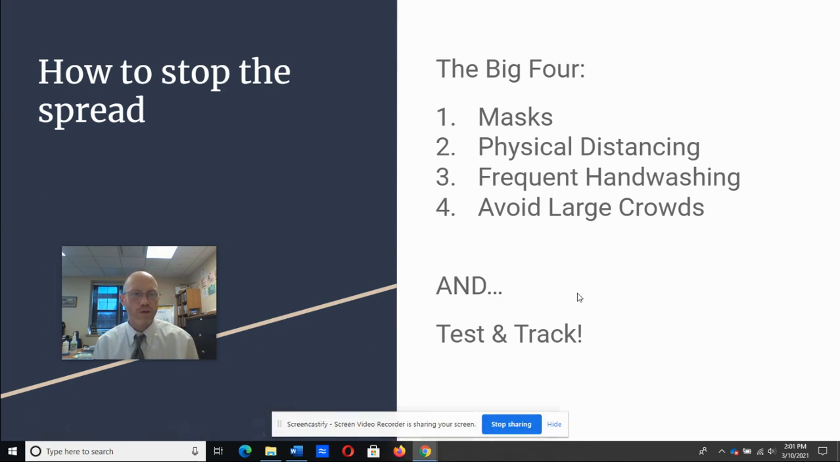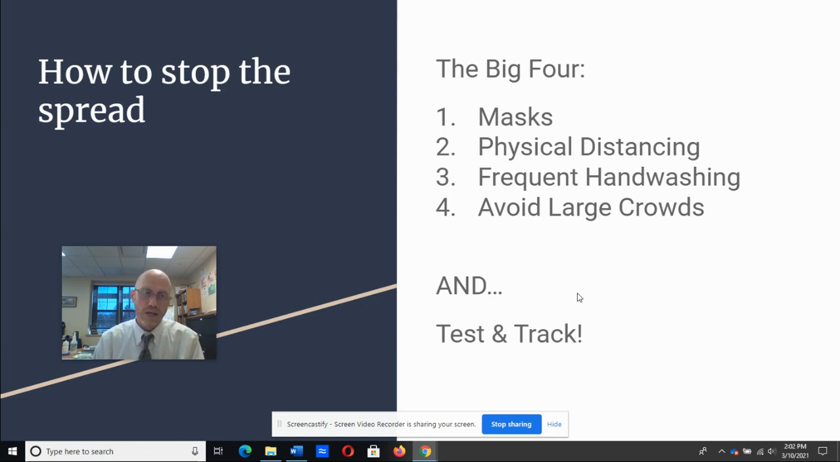So this is all about stopping the spread of the coronavirus, and we know the big four things that we've been asked to do, we've been working at diligently. Those things are the masks, the physical distancing, the frequent hand washing, and avoiding large crowds. And we've created the school environment to ensure that that is true all the time. Everybody's wearing a mask. They're all spread out. We have hand sanitizing stations at every room, and we're not bringing the kids together into any large crowds.